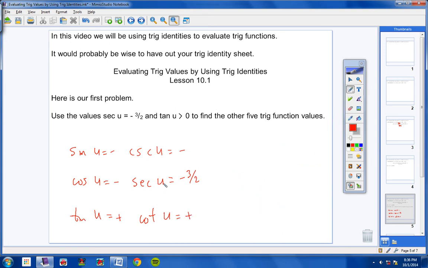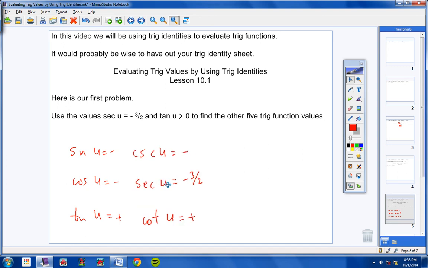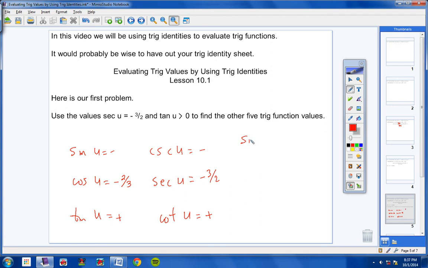And so here we go. Let's go really quick, okay? I really feel like we should space these out a little bit, so I'm going to do that quickly. There we go. Now, if secant is -3/2, then cosine would be -2/3. We know that, okay? Now, once I know cosine, I can find sine very quickly by the Pythagorean identity. Sine squared of theta plus cosine squared of theta equals 1.